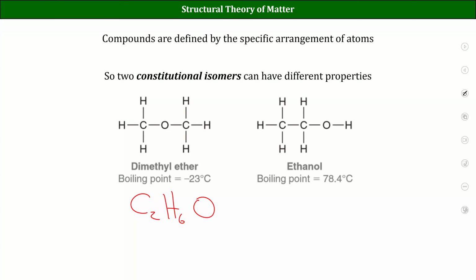Now, it's not good enough, and so our rules for nomenclature in this class are that when you give something a name, it has to be unambiguous. There should be no way that somebody can misinterpret your name and get the wrong structure, as long as they know the rules too. Right, so this is ambiguous. C2H6O is ambiguous.